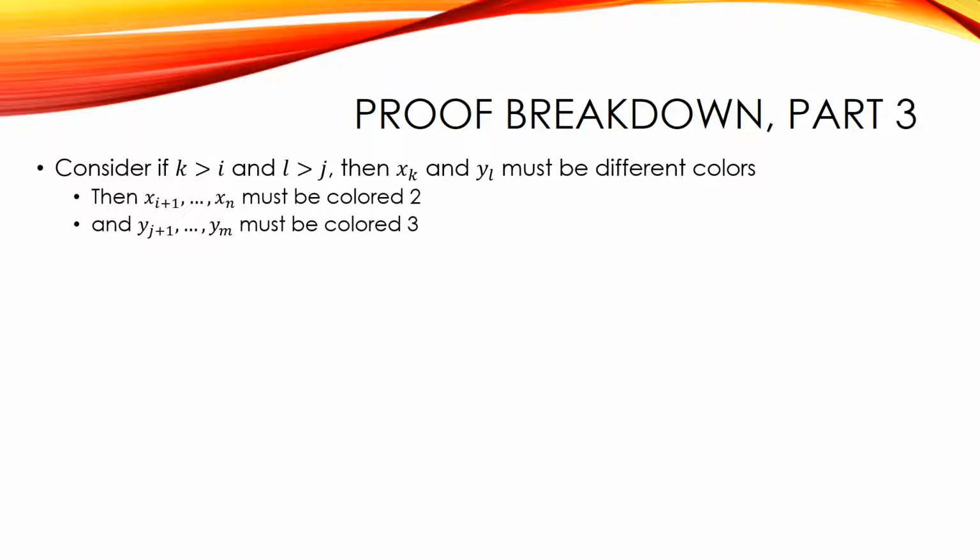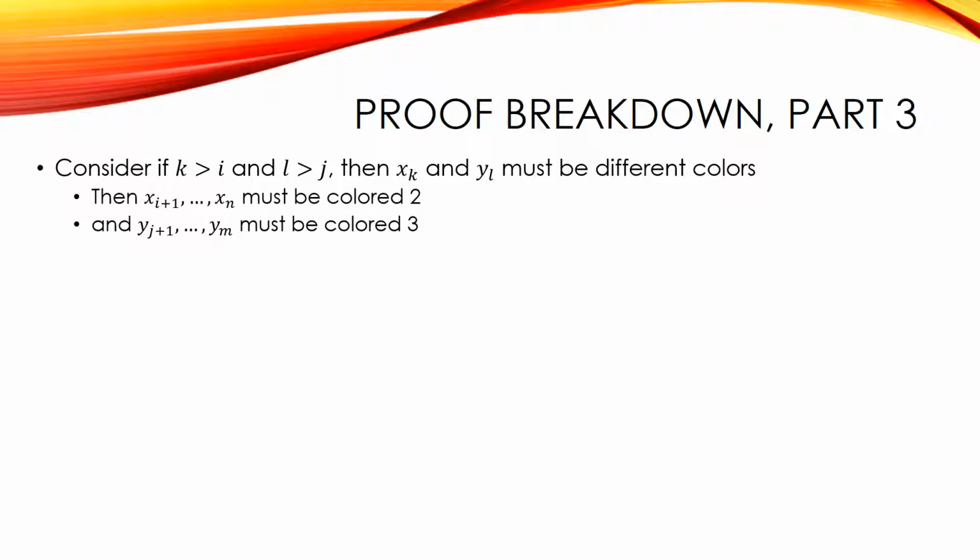So we're going to wrap up the proof here, the last few statements. We're going to consider some k and l such that k is greater than i and l is greater than j. So k and l are greater than the values of the maximum subscripts of x and y respectively, which are color 1. Then x sub k and y sub l must be different colors because they are both included in that complete bipartite induced subgraph of G minus G sub ij. So they have to be different colors because they're going to share an edge.